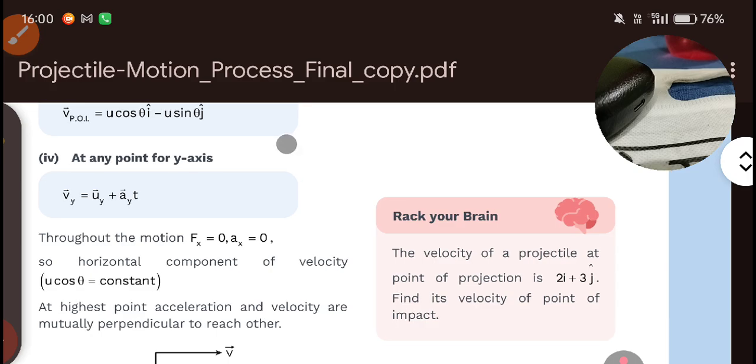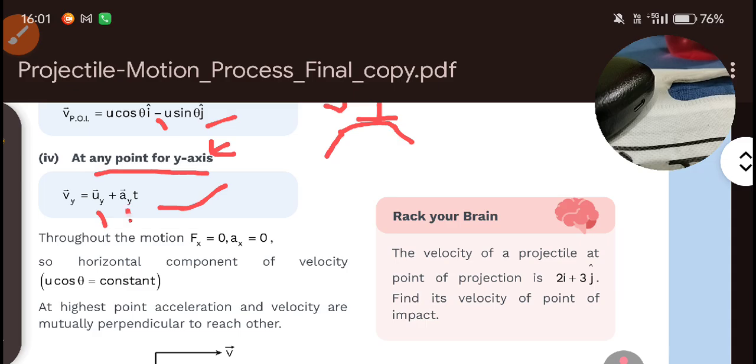At any point for y-axis, to calculate the velocity along the y-axis at any point, we can use the first equation of motion. v is equal to u plus at. So this is the initial velocity of the object along y-axis, this was the final velocity, and this is the acceleration along y-axis, t will be t.